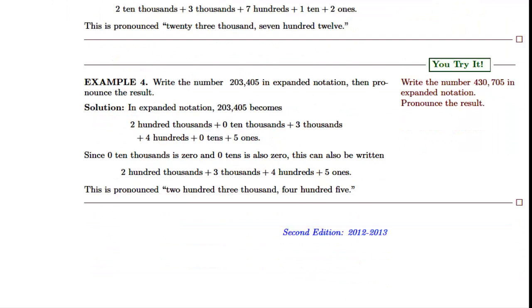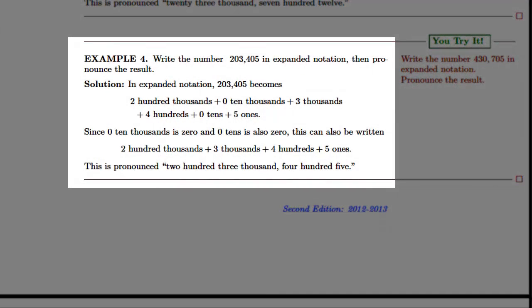Example 4. Write the number in expanded notation, then pronounce the result. In expanded notation, the number becomes 200 thousands plus 0 10,000s plus 3 thousands plus 4 hundreds plus 0 tens plus 5 ones. Since 0 10,000s is 0 and 0 tens is also 0, this can also be written 200 thousands plus 3 thousands plus 4 hundreds plus 5 ones. This is pronounced 203,405.